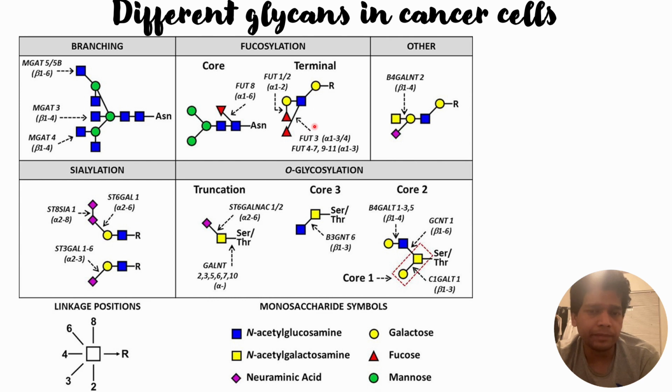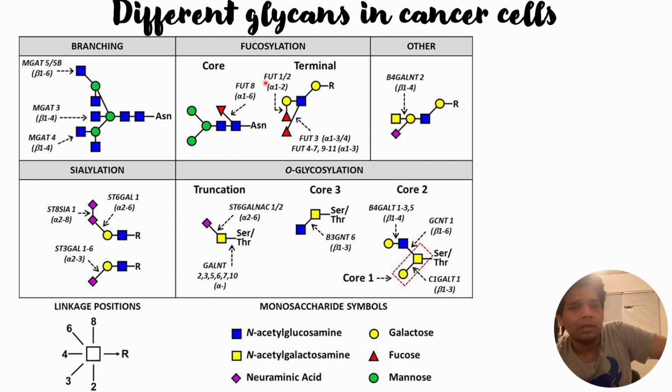For example, FUT3 helps in the alpha 1,3 or alpha 1,4 linkage of this fucose to this glycan structure, whereas FUT4 to 7 and 9 to 11 help in the alpha 1,3 linkage of this glycan to this fucose monosaccharide, and FUT1 or FUT2 help in the alpha 1,2 linkage of this galactose to this fucose. So this is how the different fucosylation structures are formed in the cancerous cells.